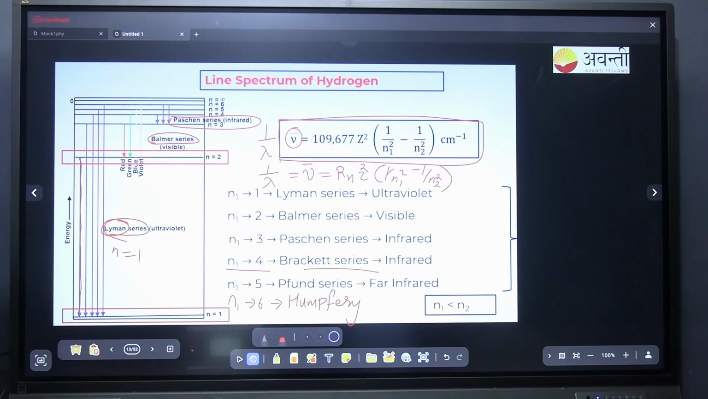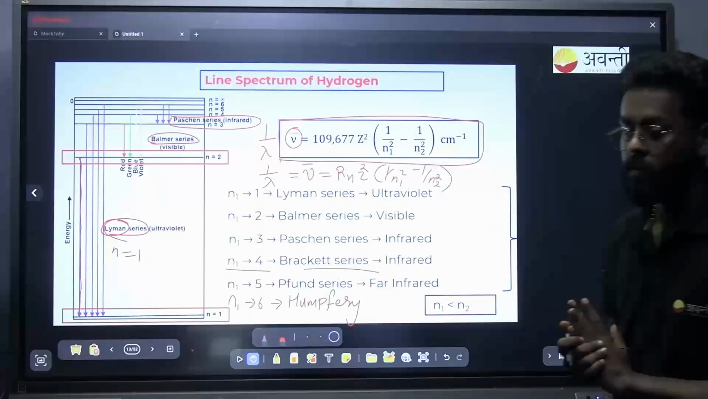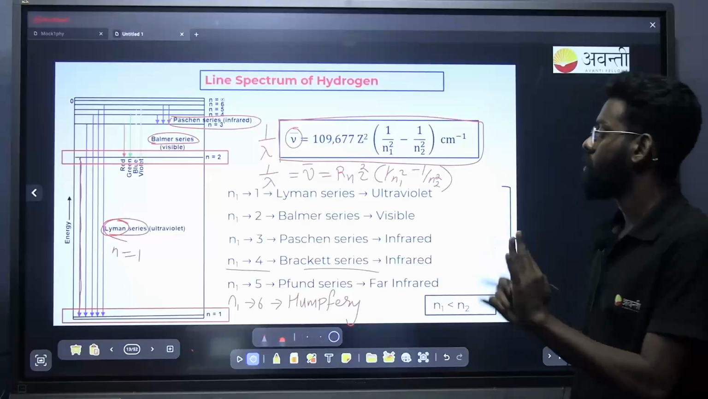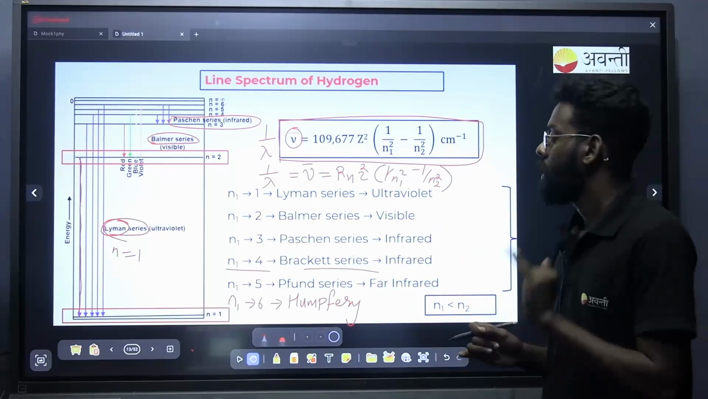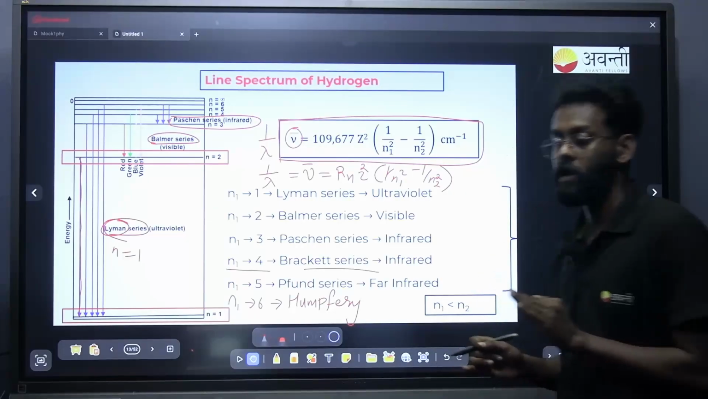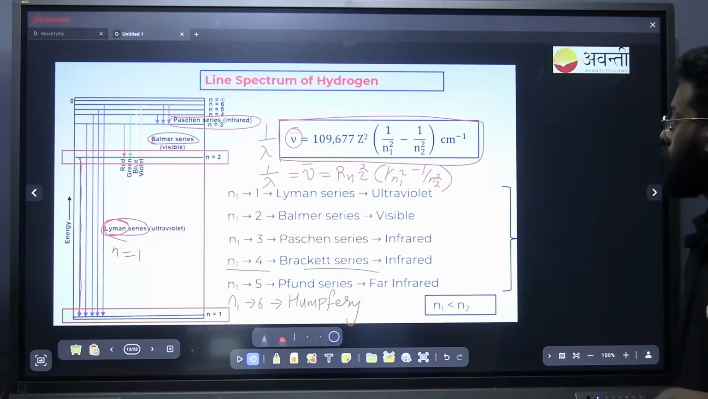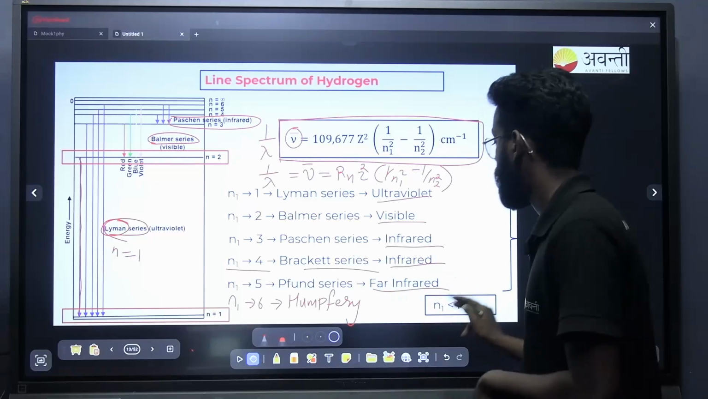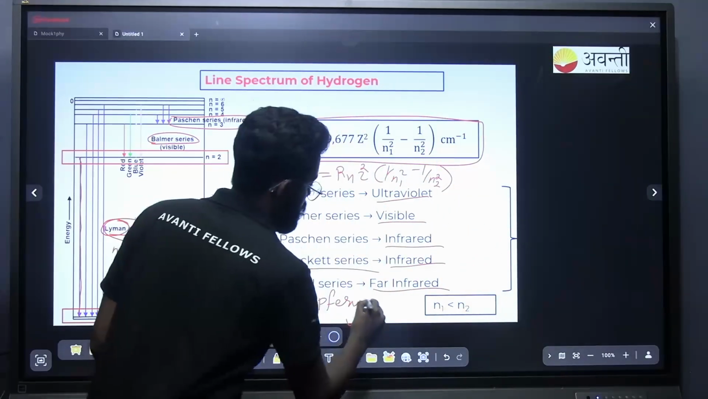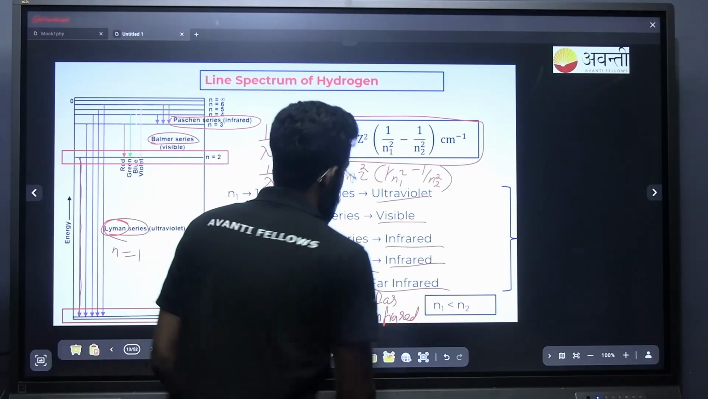Okay. Are you clear with these things? Just note down, for n1 is equal to 1, it is Lyman series. N1 is equal to 2, it is Balmer. Sorry, n1 is equal to 3, it is Paschen. Then Brackett, then Pfund, then Humphrey. Now one more thing you can see here: ultraviolet, visible, infrared, far infrared, and for Humphrey also it is far infrared. What are these things?